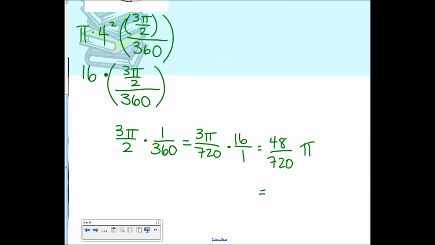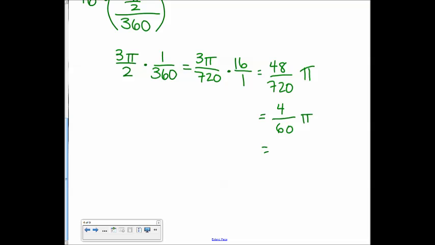If I reduce this fraction, 12 goes into both of these, right? How many times does 12 go into 48? 4. Good. How many times does 12 go into 720? 60. Alright, how many times does 4 go into 4? 1. And 4 go into 60? 15. Okay, so 1 over 15 pi. So it's a pretty small number. Alright? That sector is pretty small.